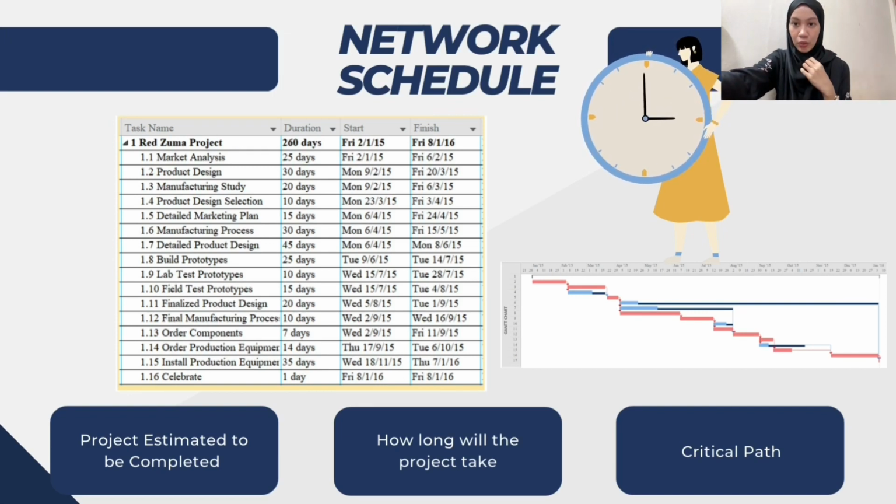This project only contains one critical path, and the critical path of this project consists of the following 11 activities, which are market analysis, product design selection, detailed product design, bulk prototype, field test prototype, finalized product design, final manufacturing process, order production equipment, install production equipment, and celebrate. The Gantt chart and network diagram below show the critical path for this project, highlighted in red.